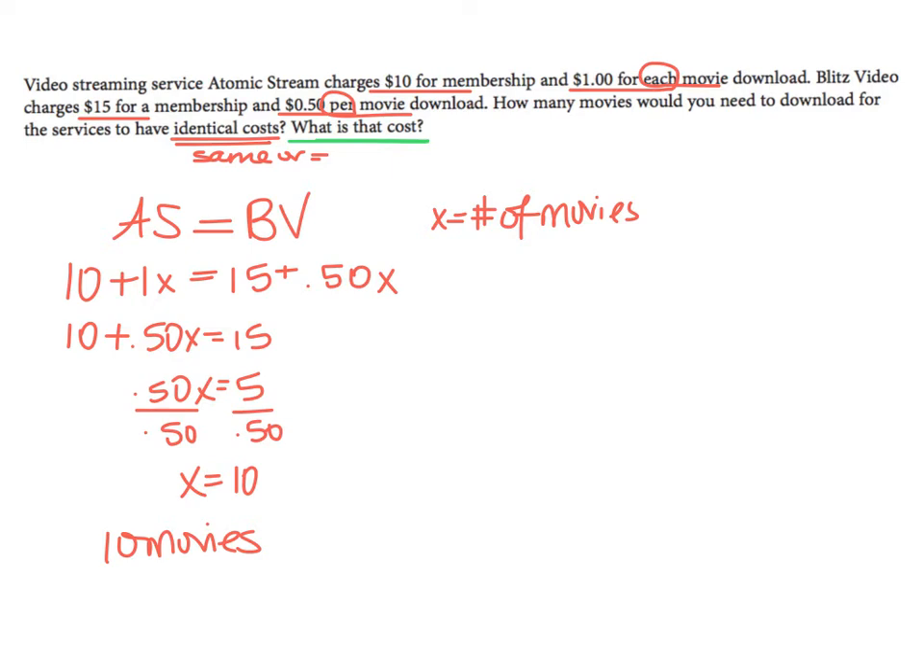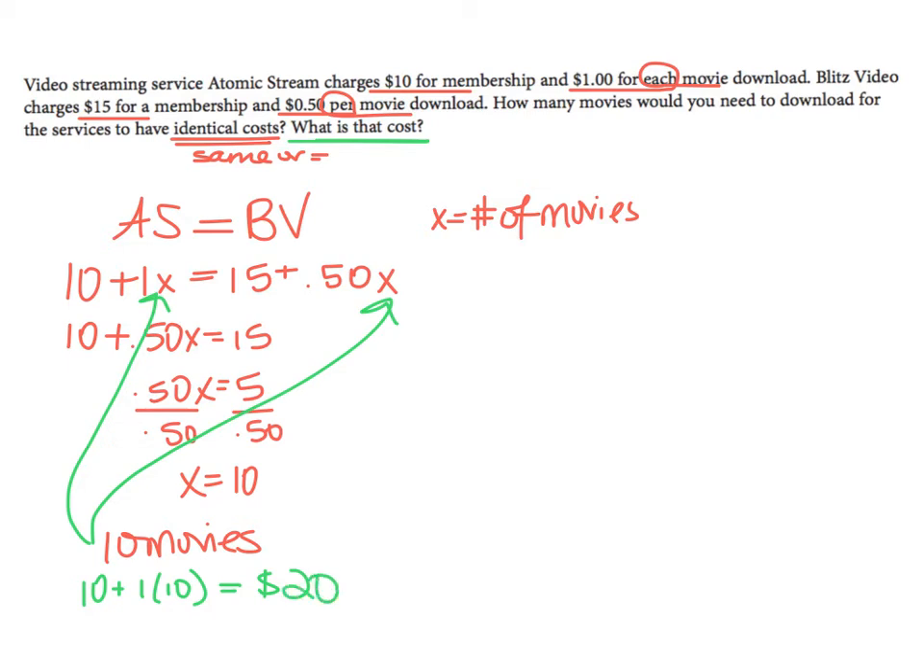Well, again, I think most of you probably understand that to do that, we need to plug that back in. And we should be able to plug that back into either side, because no matter where we plug it in, we want the cost to be the same. So if I do 10 plus 1 times 10, no matter where you do this, you should be getting that the cost is going to be $20. So I think that most of you are able to do that without a system.